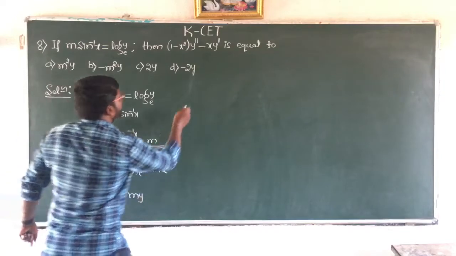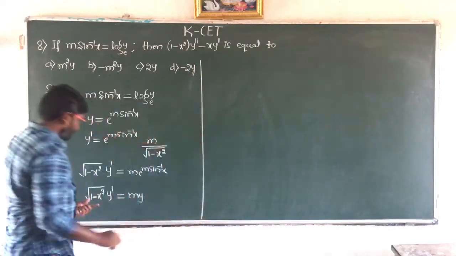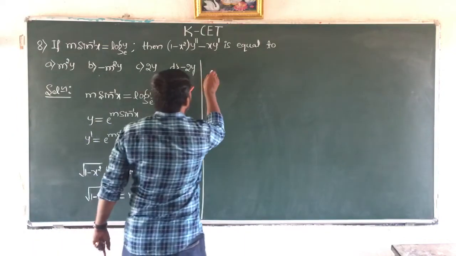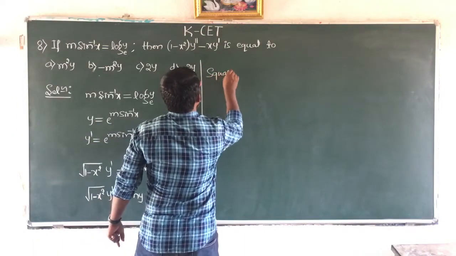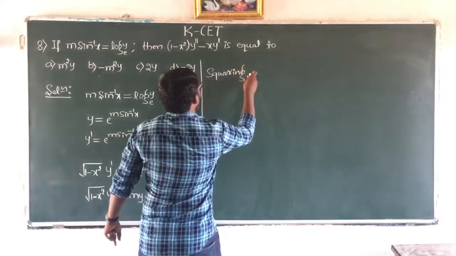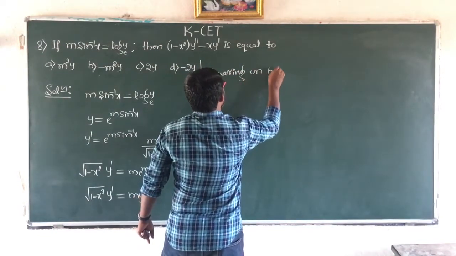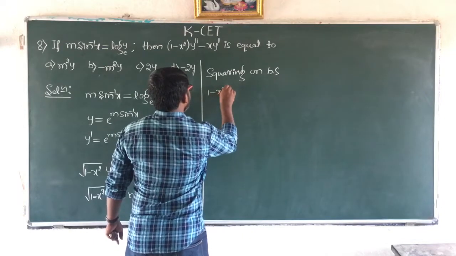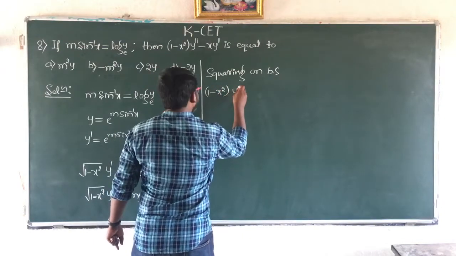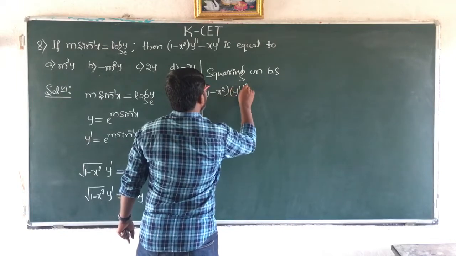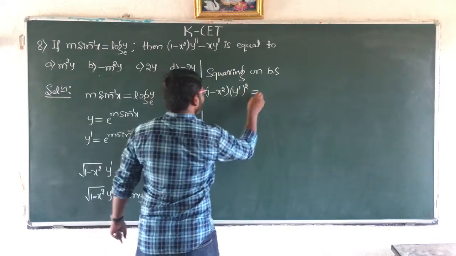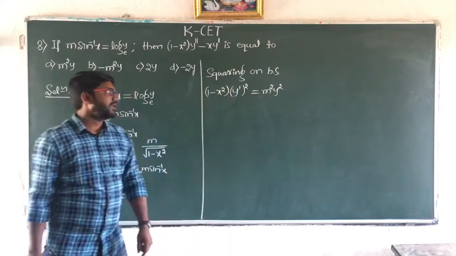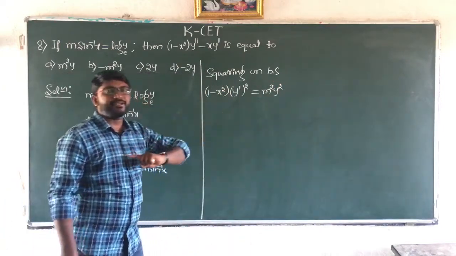So now in order to eliminate the square root, I am going to square on both sides. So squaring on both sides, here square and root will be eliminated. We get 1 minus x square into y dash the whole square, which is equal to, in the RHS we get m square into y square. So now differentiate again with respect to x.